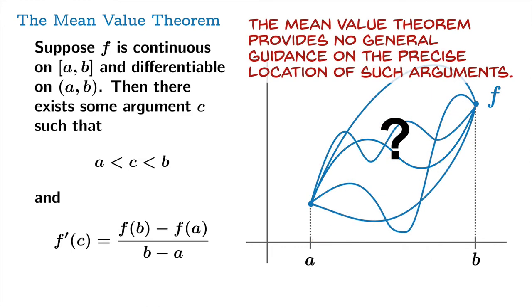And the theorem also gives no general guidance as to the precise location. It just says there is some place. It doesn't really help you find it. So if you actually want to find such locations, you have to solve an equation. You have to set the derivative equal to the average rate of change on the whole interval and then try to solve that equation if you want the specific location of such an argument.